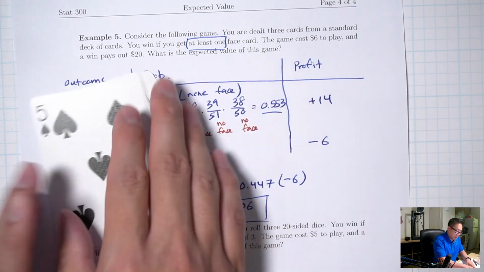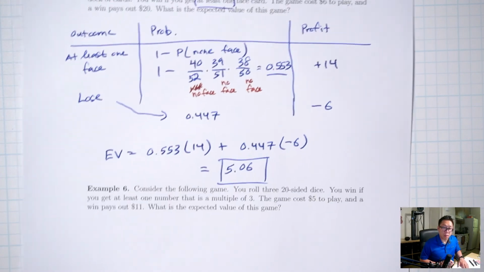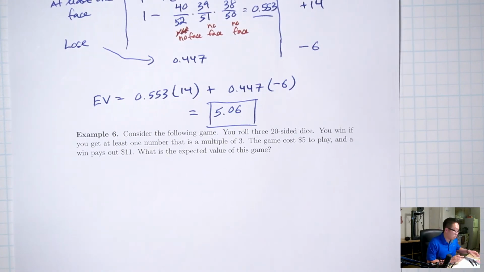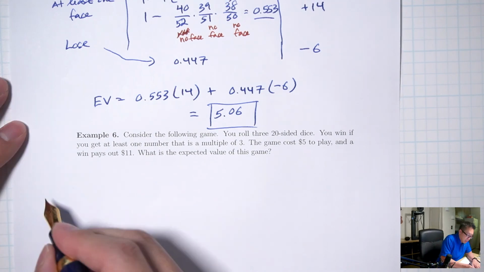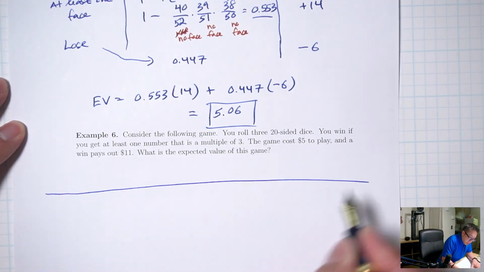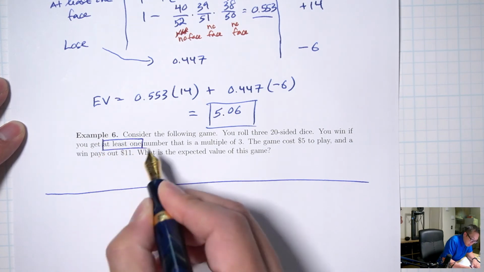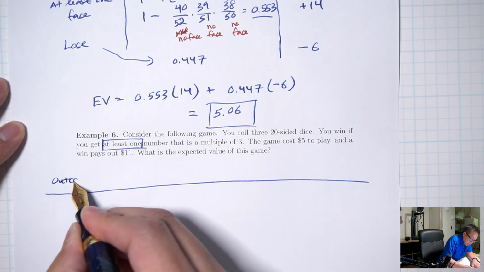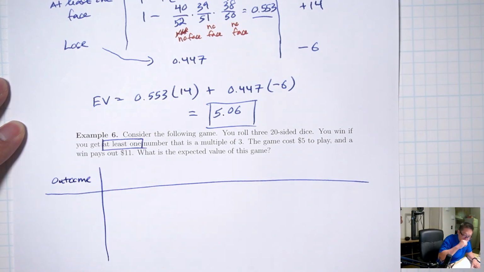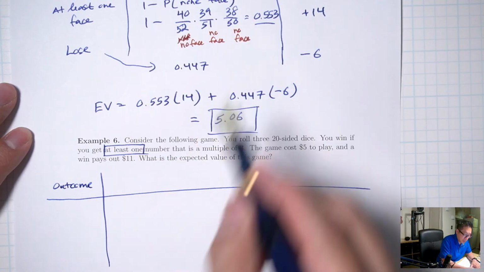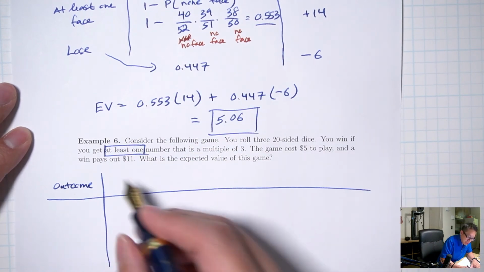All right, example 6. Consider the following game. You roll 3 20-sided dice. You win if you get at least one that is a multiple of 3. The game costs $5 to play, and a win pays out $11. Okay, so this is another at least one. For at least one, I know I need 1 minus a bunch of fractions, so I'm going to give myself some space here.